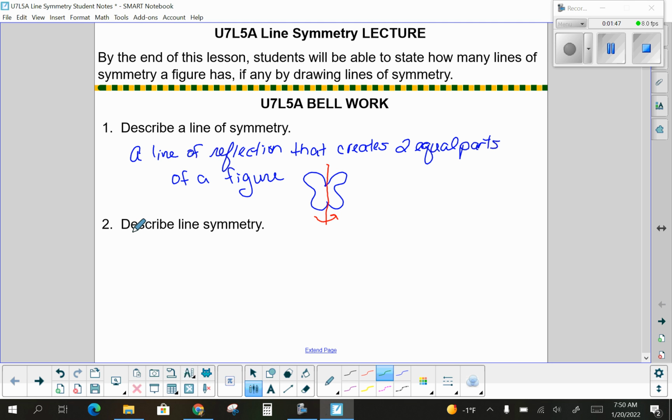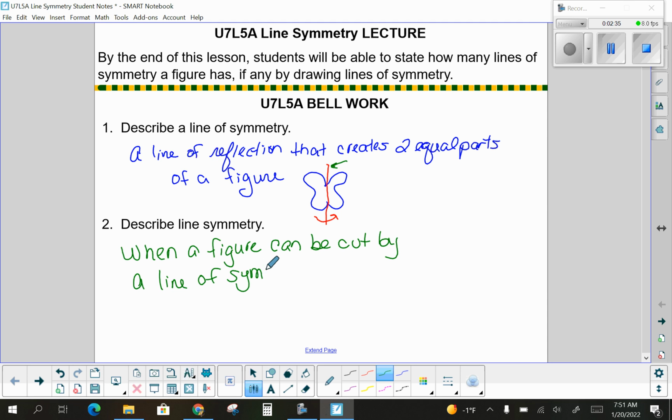The next question says, describe line symmetry. Well, line symmetry is just the figure that can be cut. A line of symmetry is the line that cuts it. Line symmetry is when a figure can be cut by a line of symmetry and create equal parts. So a figure has line symmetry when a line can create the equal parts.